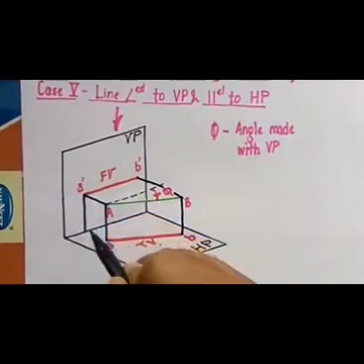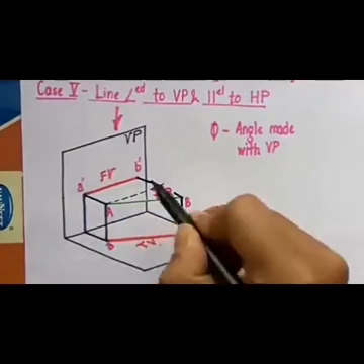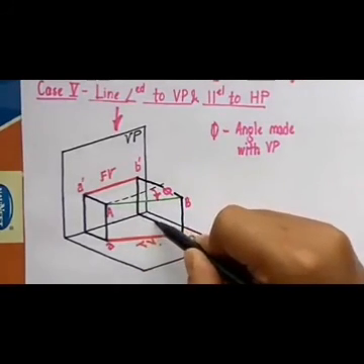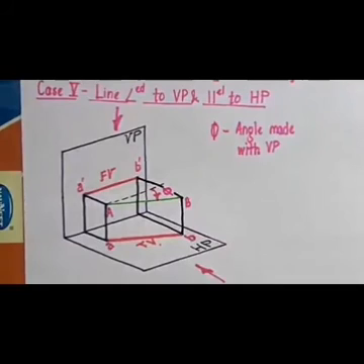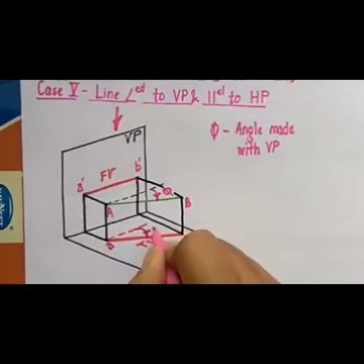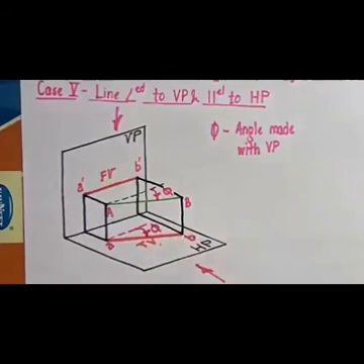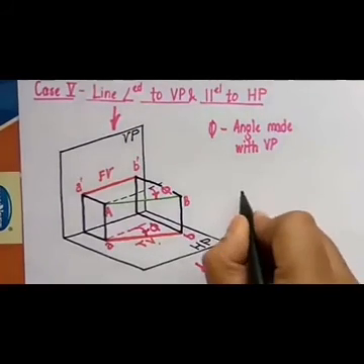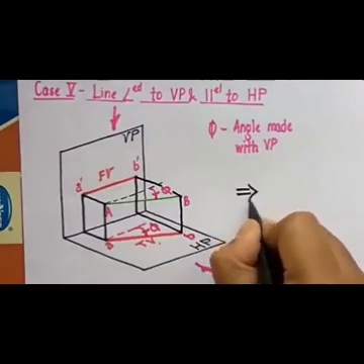So we have this, and then we're going to join this B dash with this B over here. And you can also see that the angle that the line makes with the vertical plane can be seen from the top. So this was the pictorial representation. Now we are going to draw its corresponding orthographic view, and for that please watch this.